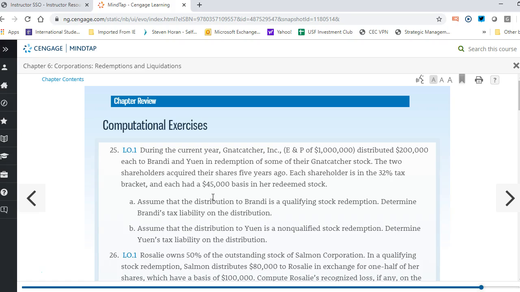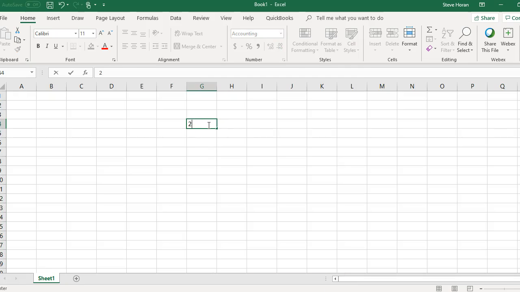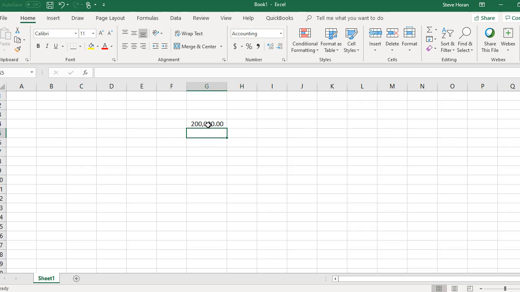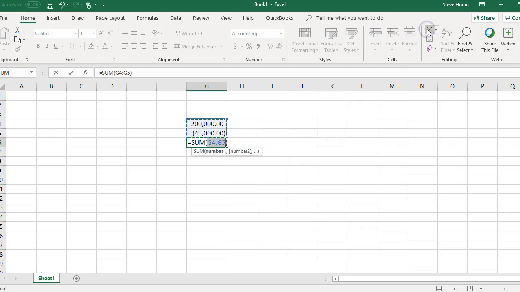Assume, for Part A, that the distribution to Brandy is a qualifying redemption and determine Brandy's tax liability on the distribution. So for A, it's qualified, and if it's qualified, how you treat that is you look at the distribution. So it's $200,000 per person. Brandy receives $200,000, and because it is a qualifying redemption, you subtract the basis of $45,000. So for Brandy, she's receiving $200,000. That's the distribution. We'll subtract the basis, $45,000, and then the net difference between the two is $155,000. So she'll pay tax on the $155,000.